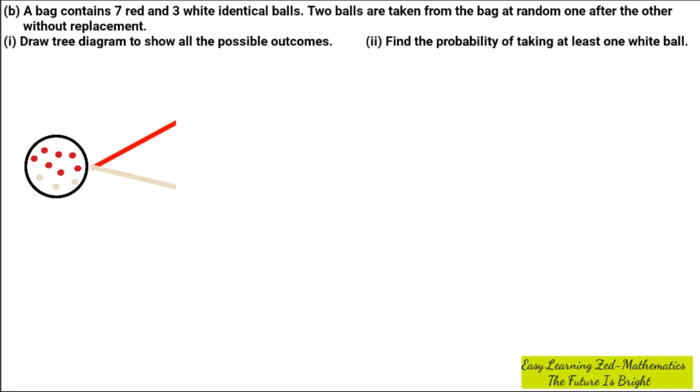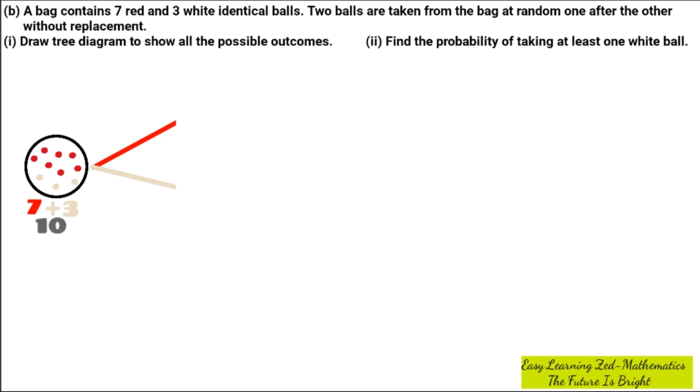Once we do that, the next thing we're going to do is find the sum, or the number of balls in the bag. We know that there are 7 red balls and 3 white balls. Now what is the sum? So I'm going to add 7 red balls plus 3 white balls, which will give us 10.